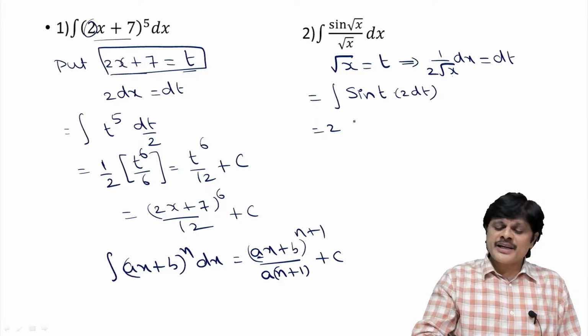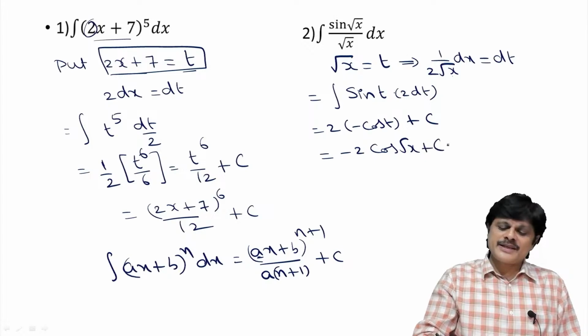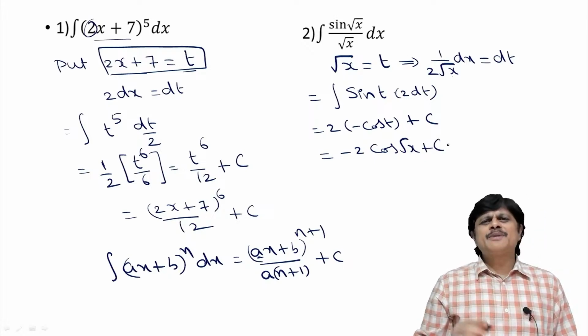So it is 2 into dt. 2 is a constant, keep it outside. And what is the integral of sine t? Minus cos t plus c. But what is t? Root x. So it is minus 2 cos root x plus c. Simple substitution technique.